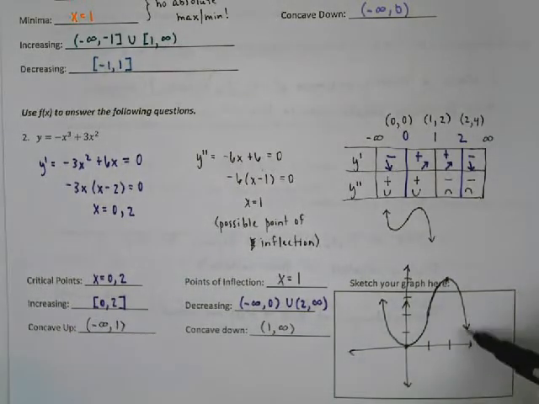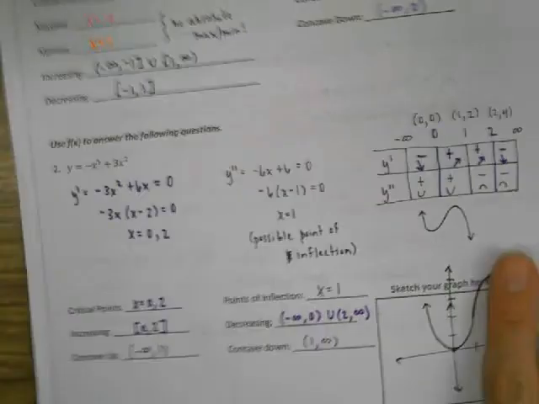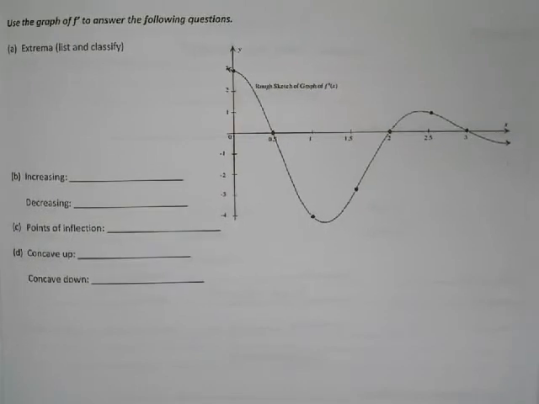And again, I'm not concerned about where this x-intercept is. I just want that basic shape with those critical points and point of inflection. So the last piece of this then was answering these questions if we're given a graph of f prime.